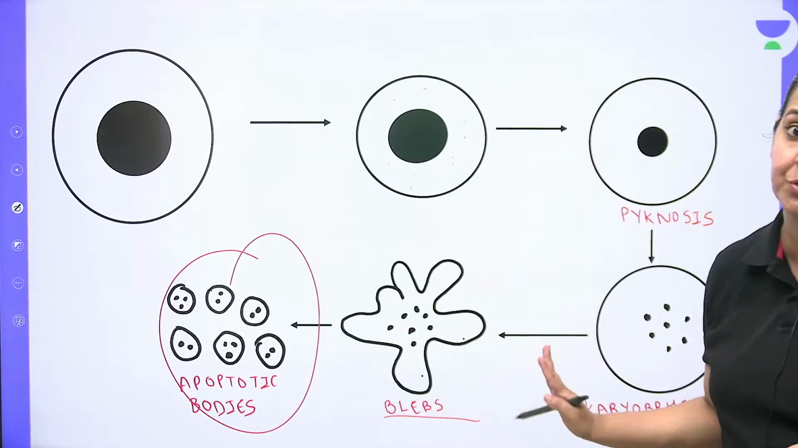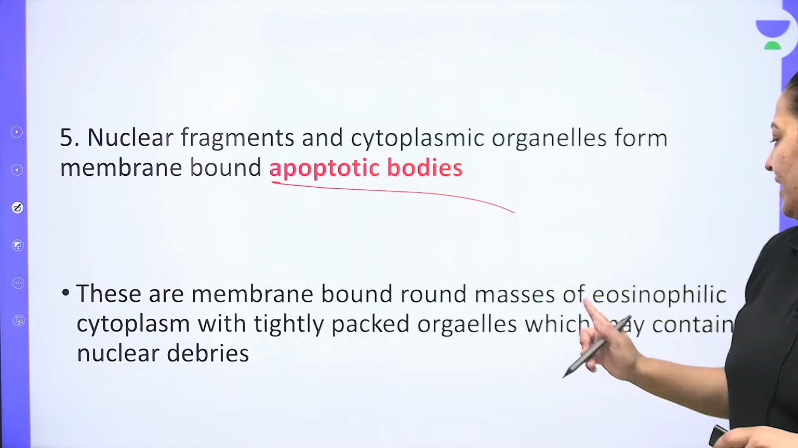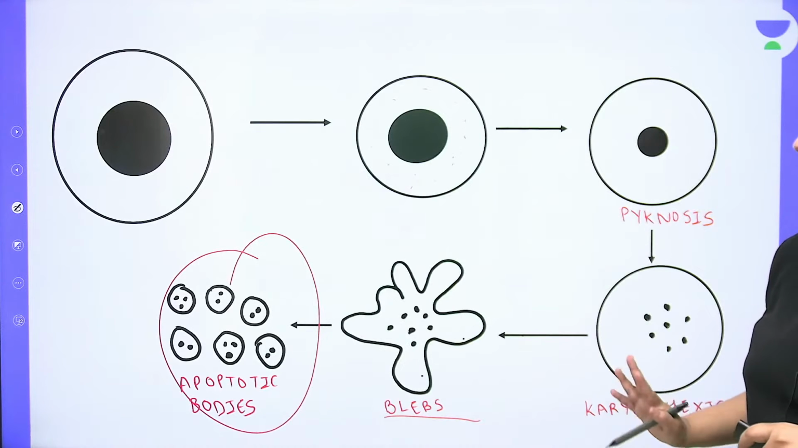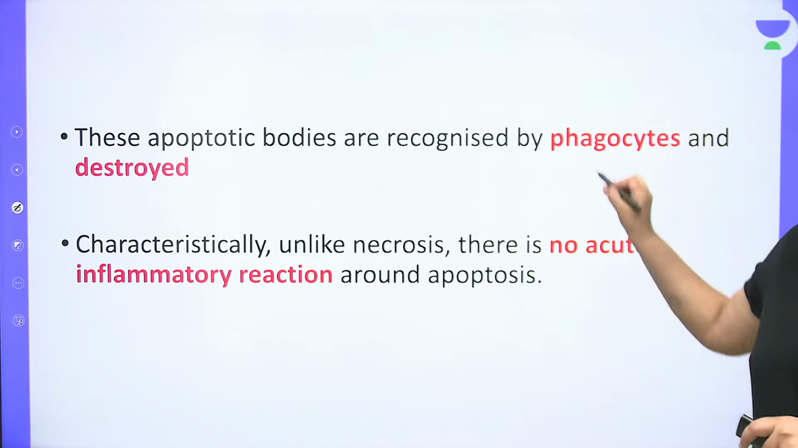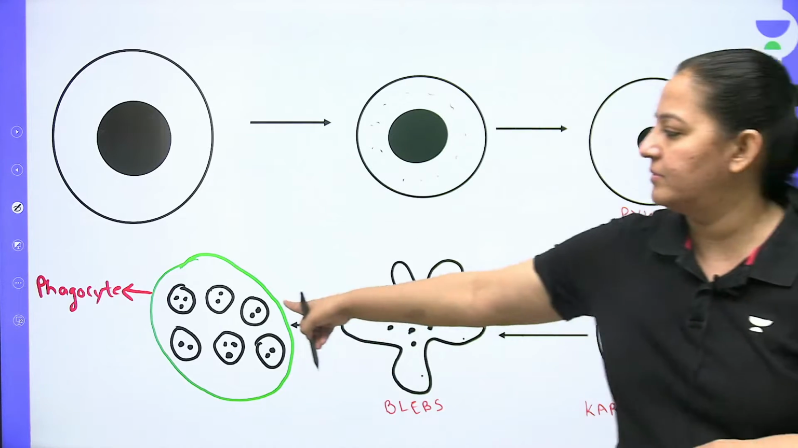There is no leakage in this process. So this is the next, and in the end, you can see a phagocyte will come and engulf all of them. This is the last change.